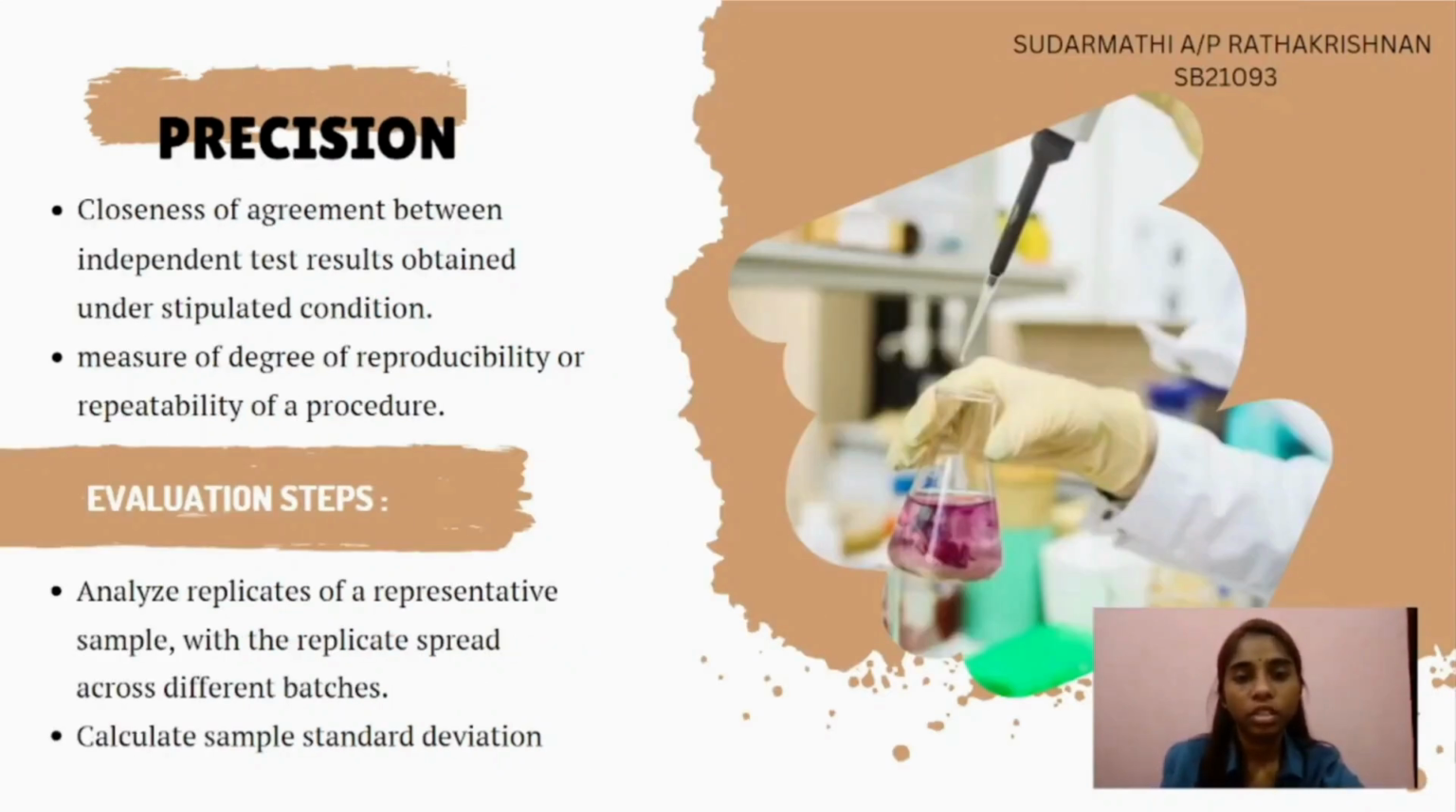Precision is the closeness of agreement between independent test results obtained under stipulated conditions, and a measure of the degree of reproducibility or repeatability of the procedure. To evaluate precision, we have to analyze replicates of a representative sample, with the replicates spread across different batches. Then, calculate the sample standard deviation.